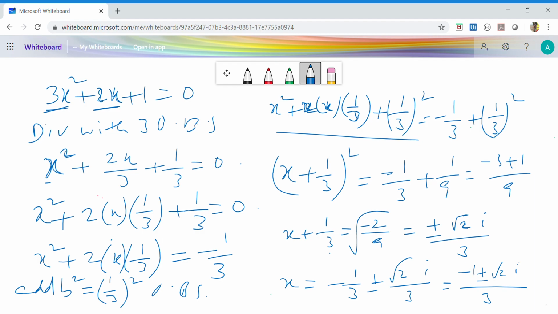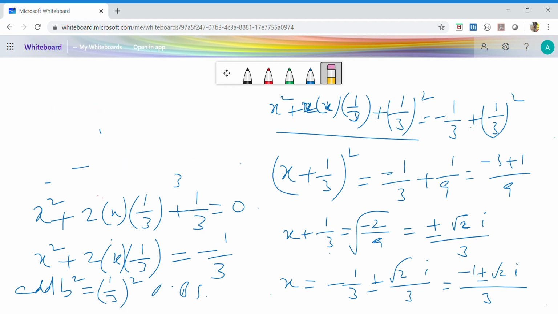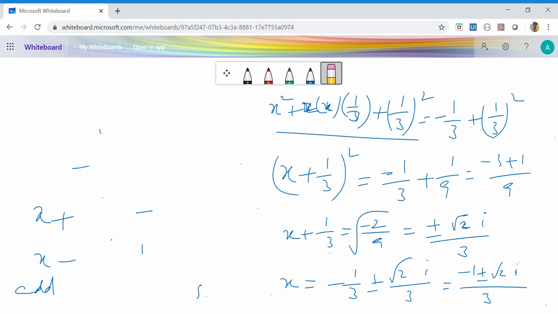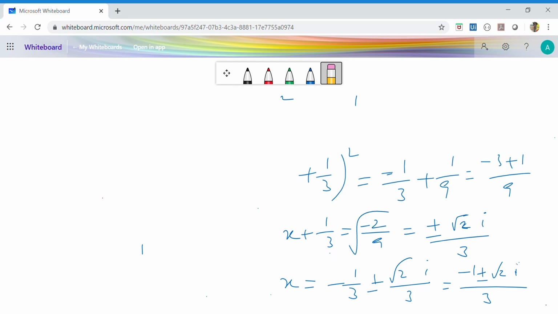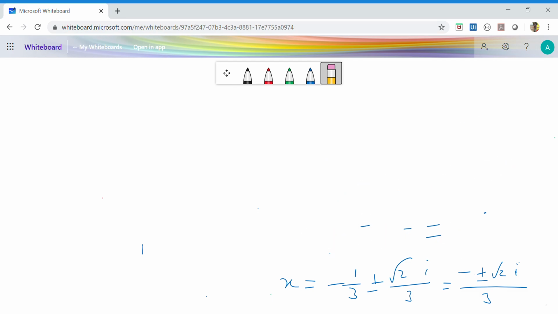One time with plus, one time with minus. These are imaginary roots. It has imaginary roots. Any type of term you can solve by the completing the square method. And one more important model I'll discuss: coordinate geometry.